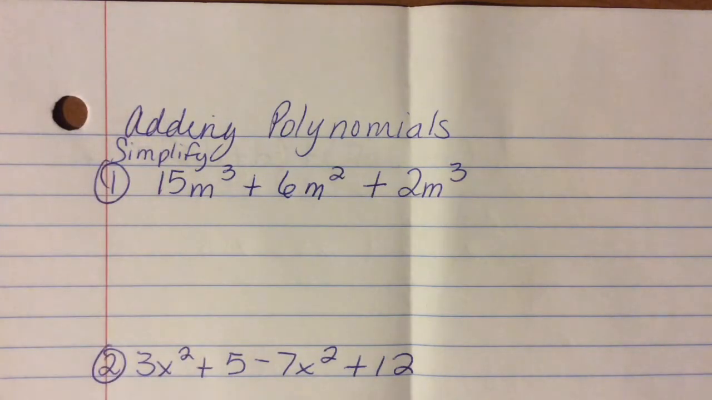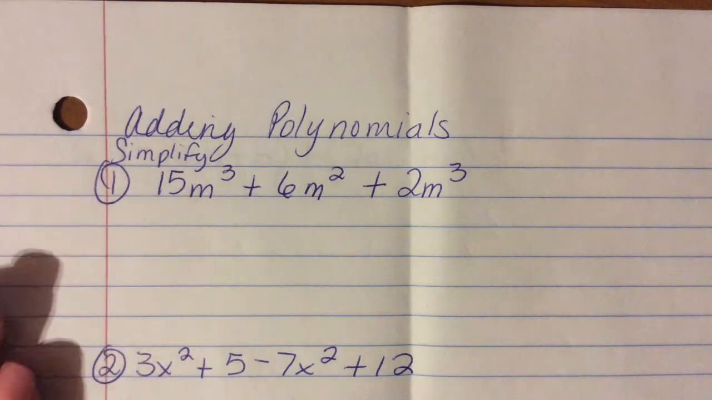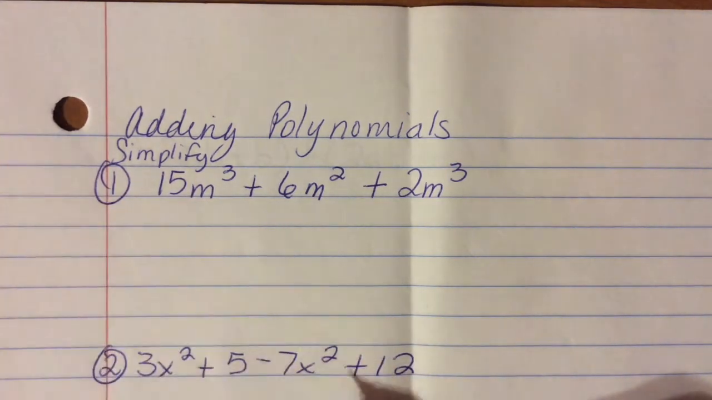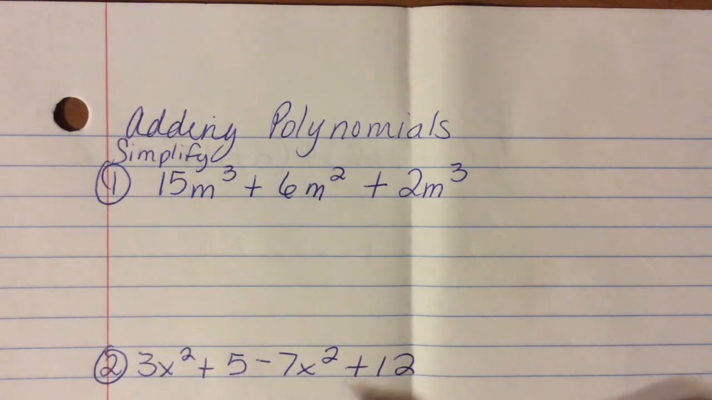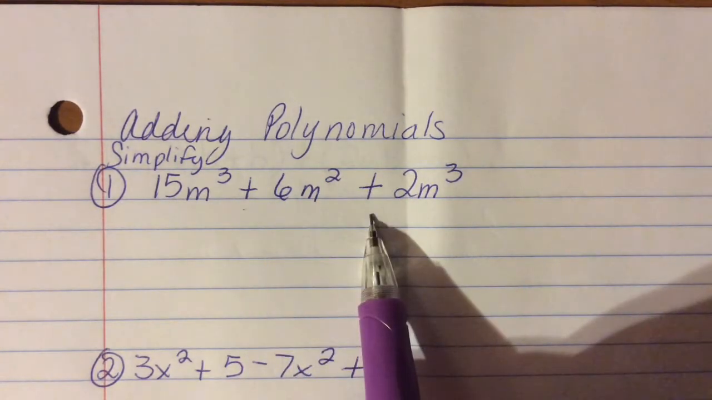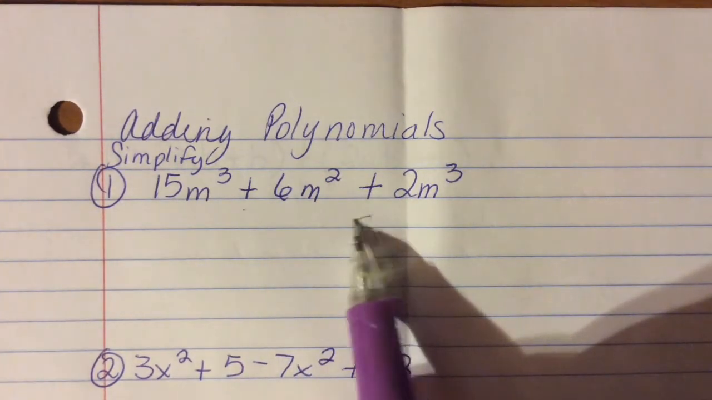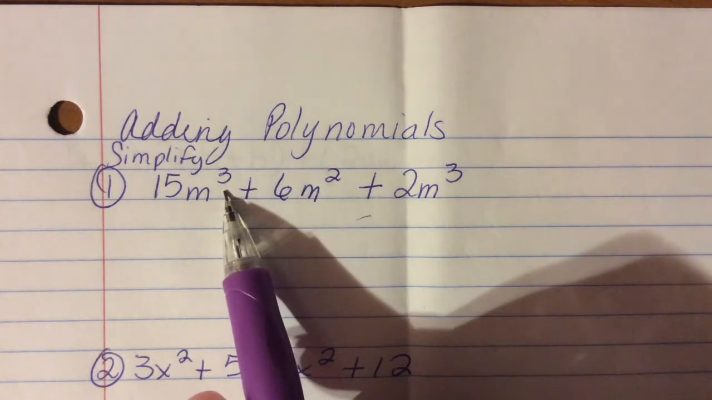All right, guys, today we're going to add polynomials. But first, let's look at simplifying, just as a reminder. When you simplify, remember, you combine the like terms, okay? And when you're adding, you can only put together the ones that have the same degree, okay?